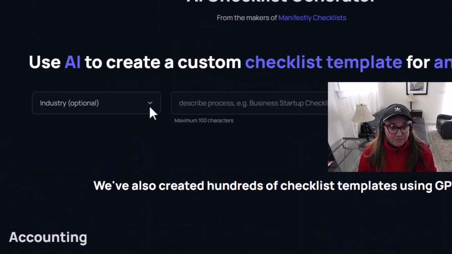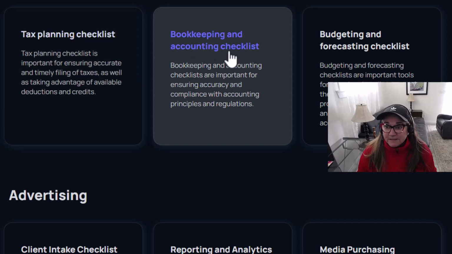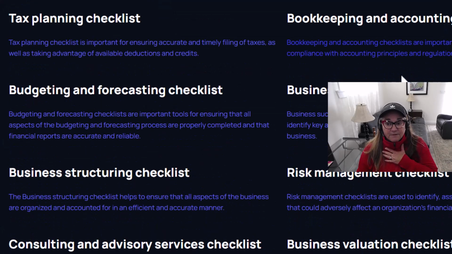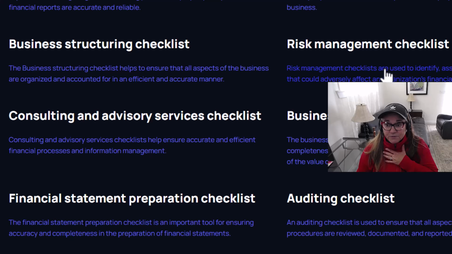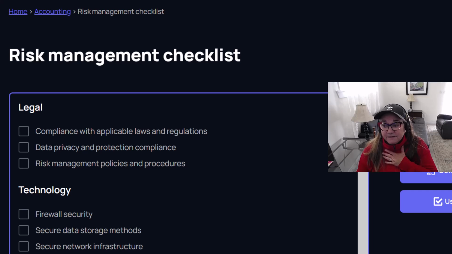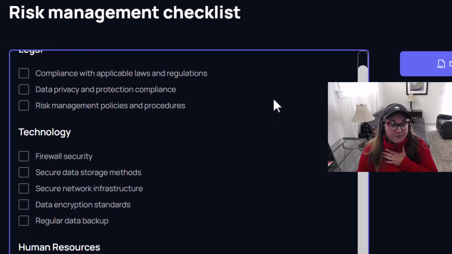So right now I happen to be in accounting, and I go down here and it's showing me tax planning checklist, bookkeeper and accounting checklist, budget checklist. If I want to view them all for accounting, I'm able to view them all. So risk management checklist. Let's just take a look. So here's a checklist.